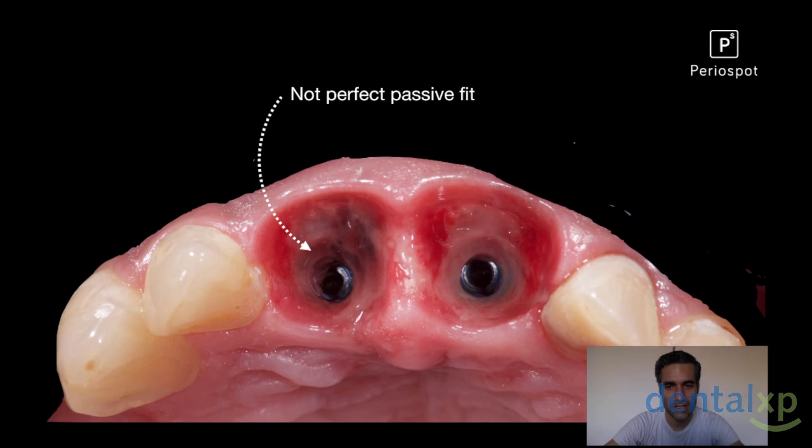So is this perfect? It is not perfect, but we are proving it. As you can see, there is a proliferation of the soft tissue in the connection. This means that there is not a perfect passive fit, but we are improving the system, and we are sure that this is the future: having the prosthesis right before the surgery.